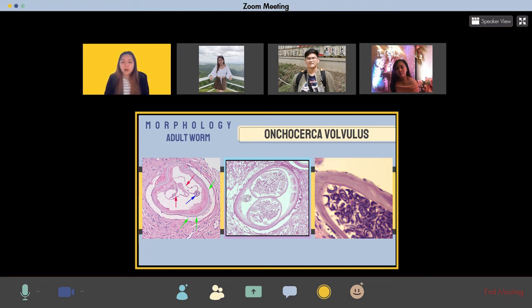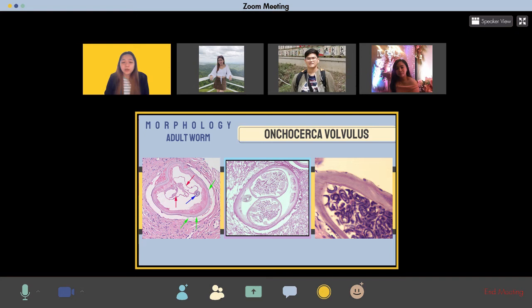The image here with the arrows is actually a cross section of an adult female Onchocerca volvulus coming from a biopsy of a scalp nodule from a patient in Liberia. As you can see, we have red, blue, and green arrows. The red arrows are pointing to the female adult worm's uterine tubes or the uterus, the blue arrow is pointing at the intestine of the female adult worm, and the green arrows are pointing at the cuticle of the female adult worm.